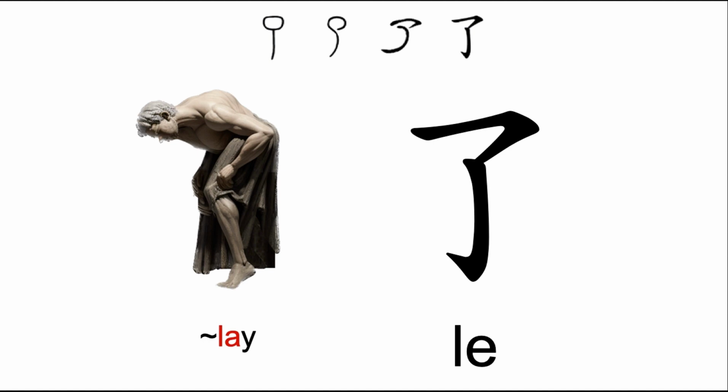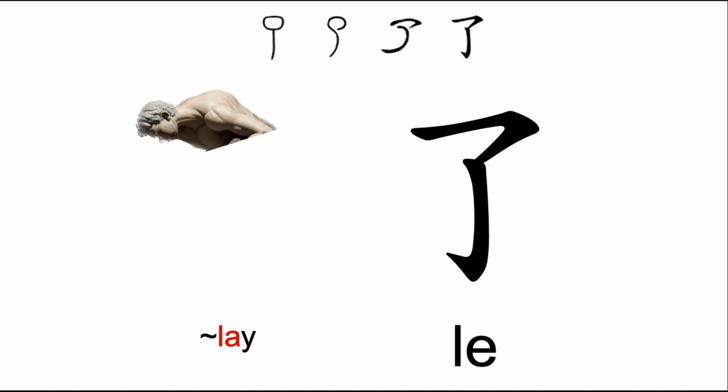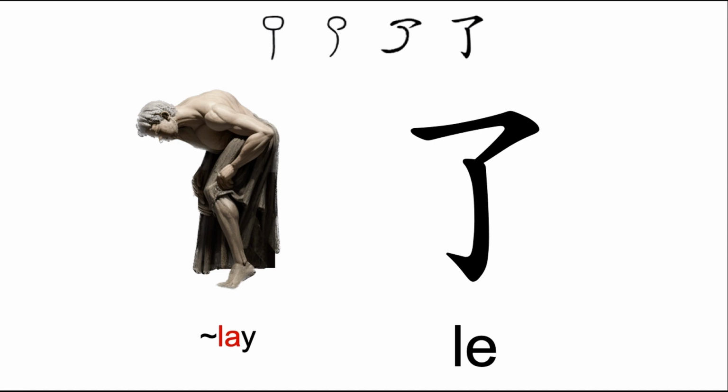Now, let's practice writing this character. First, draw the stroke on top that represents the head. Then, draw the second stroke, which is hunched over. Add a small hook at the end to increase the aesthetic appeal.